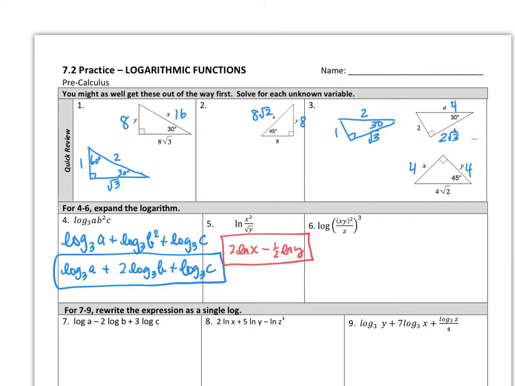Now on this last one, I'm going to clean that up a little bit first because of this exponent on the outside. So this would be x to the 6, y to the 6 over z to the 3rd.